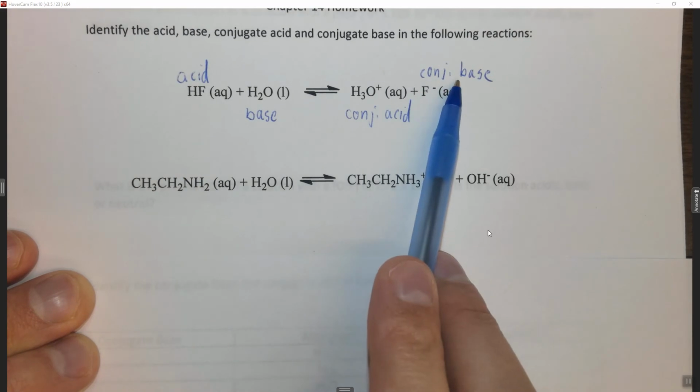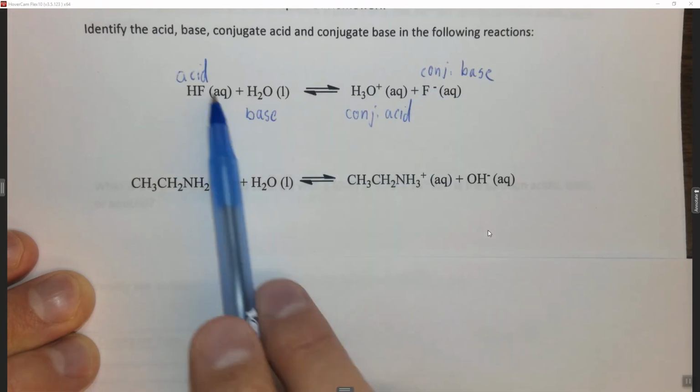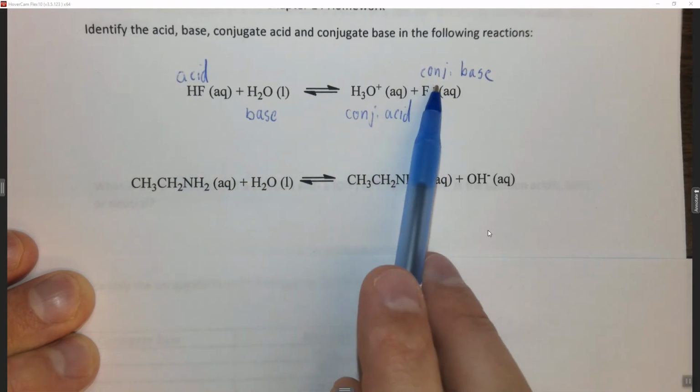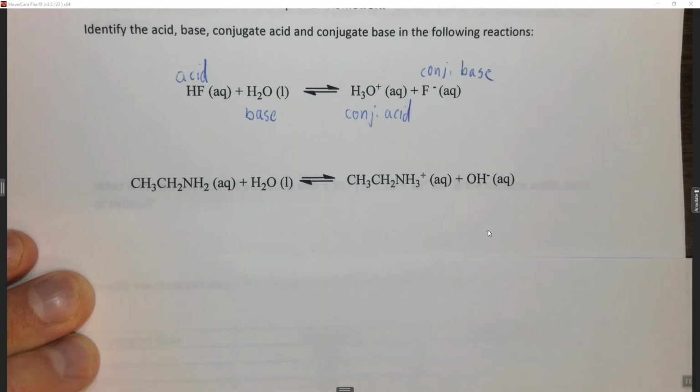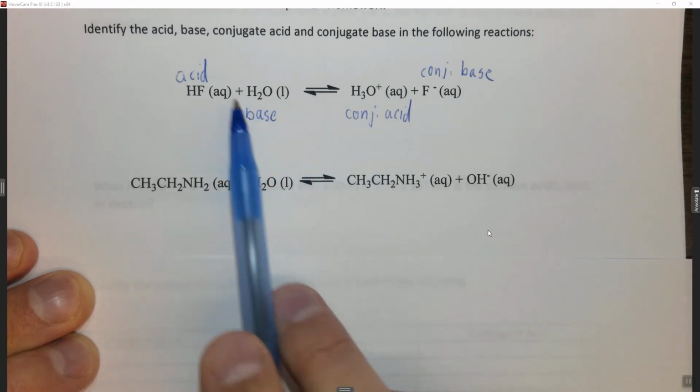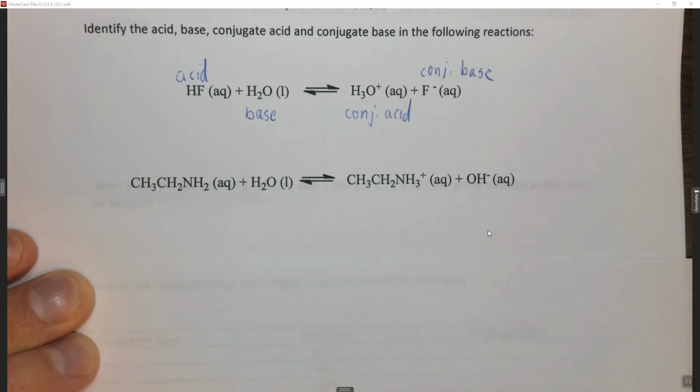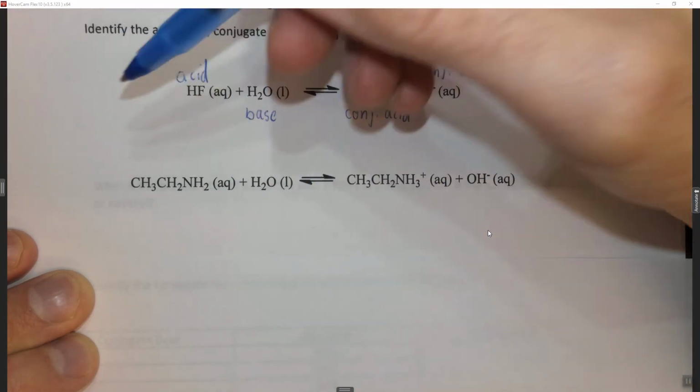And conjugate bases are the same thing. HF lost the proton, but now F minus wants to gain a proton from the H3O plus to drive the reaction in the reverse direction. So acids have conjugate bases, bases have conjugate acids. Let's look at this next one.